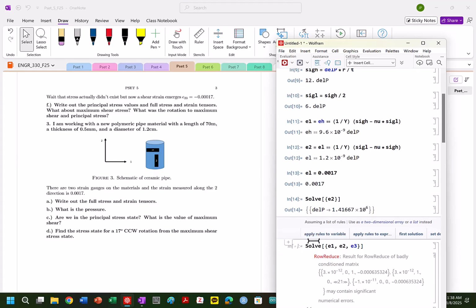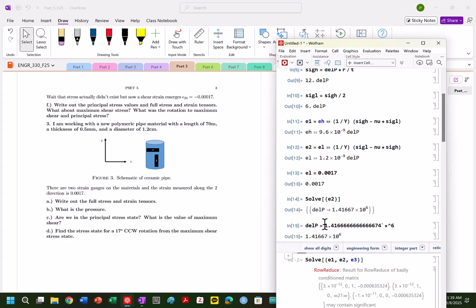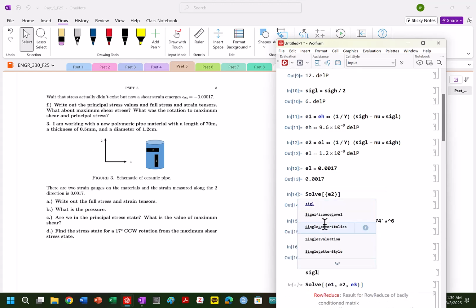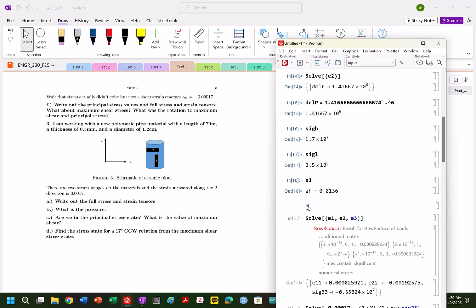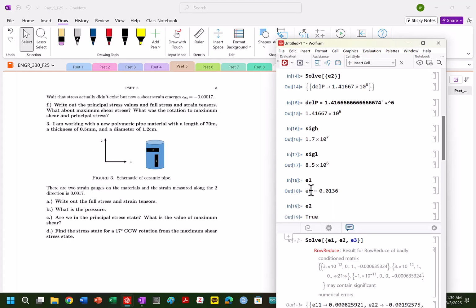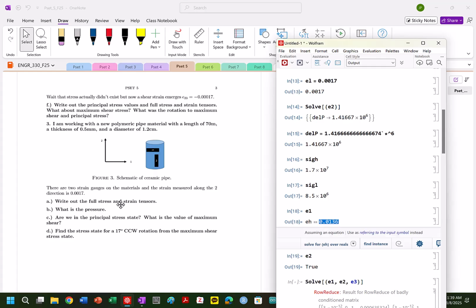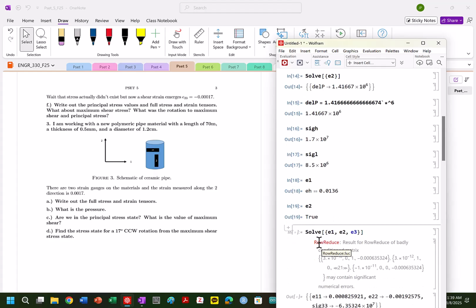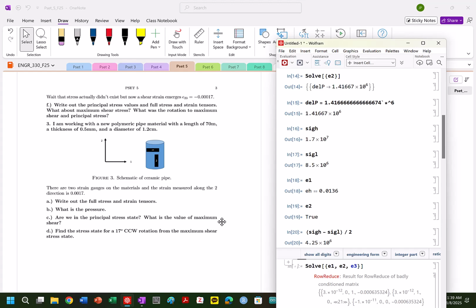I can now go ahead and say with del P, set that equal to this. What's my sig H? What's my sig L? What's my EH? What's my E1? And then what's my E2? Well, once we basically establish that, full stress strain tensors, pressure, are we in a principal stress state? Yep. What's the maximum value of shear? That's always going to be basically sig H minus sig L divided by 2. That's going to be my maximum value of shear.